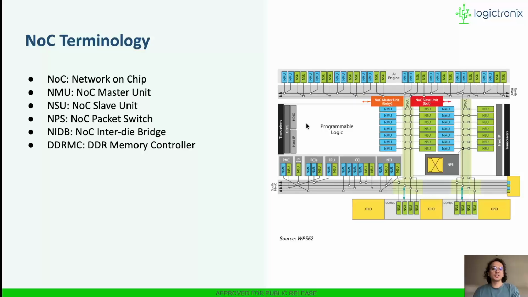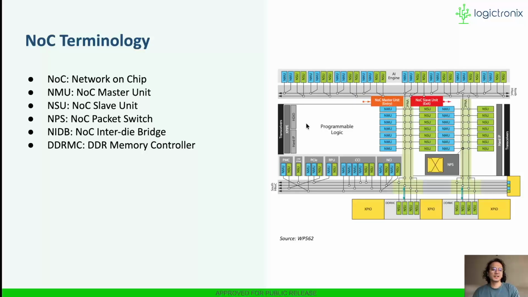NPS is the NOC packet switch, which routes different packets to the different NOC destinations and connects the source to the destination in the different compute domains. It is like network routing we have in the internet. And NIDB is the NOC inter-die bridge. This is in some of the Versal chips.